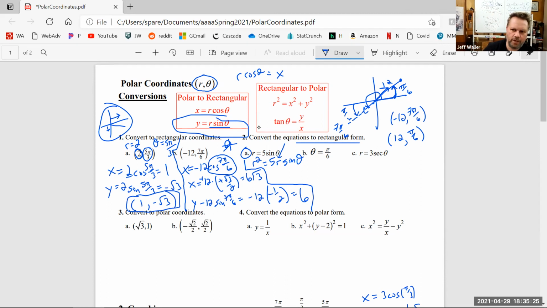What is r squared in terms of x and y? X squared plus y squared. And then what's 5r sine theta? What's r sine theta?